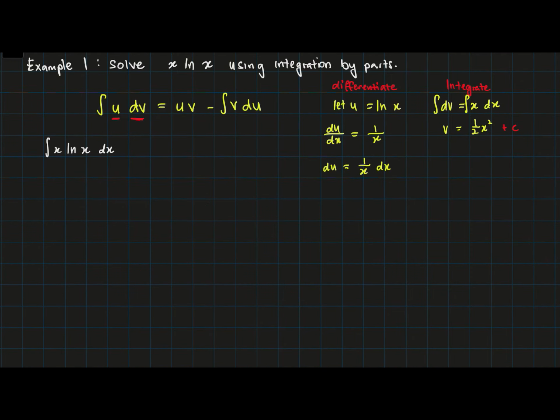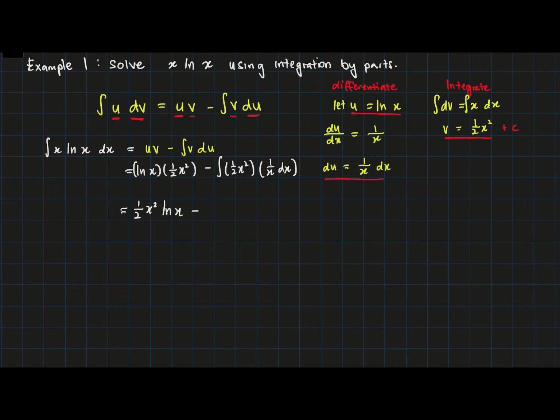Looking at the right side of the equation, we have u, which is ln x, we have v, which is half x squared, and we have du, which is 1 over x dx. Now, let's substitute this and perform integration by parts. We can simplify the second term by bringing the constant outside and simplifying x squared times 1 over x. This leaves us with half integral of x dx. Solving this will give us our final answer.